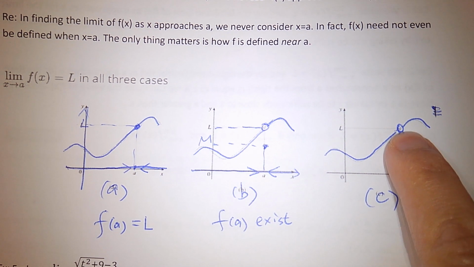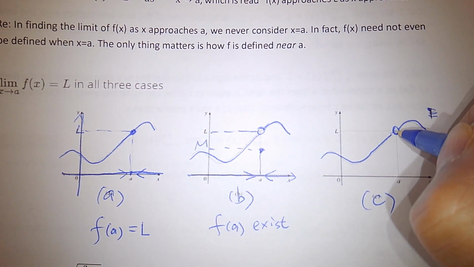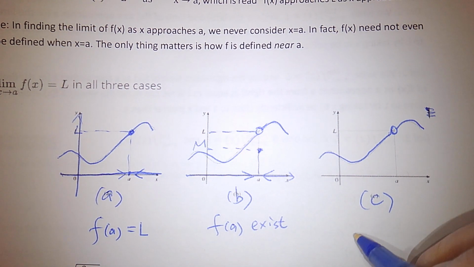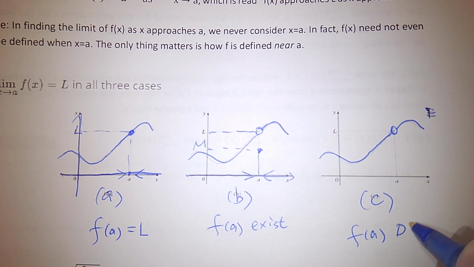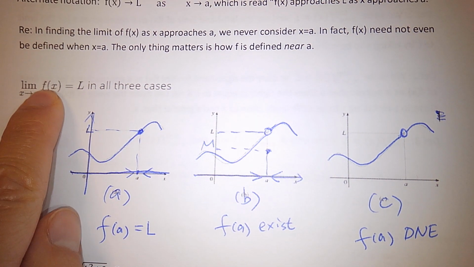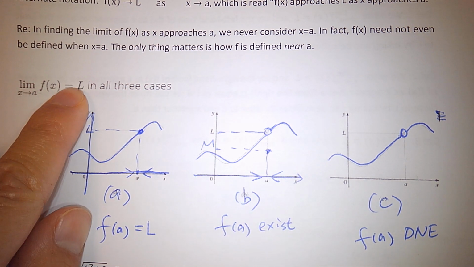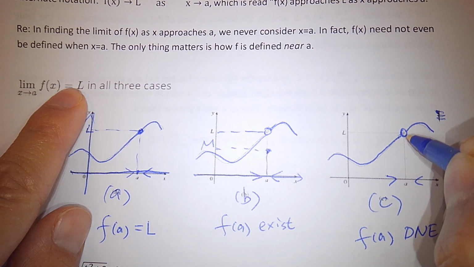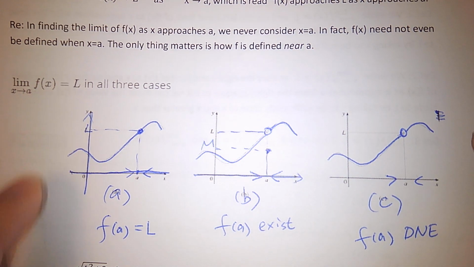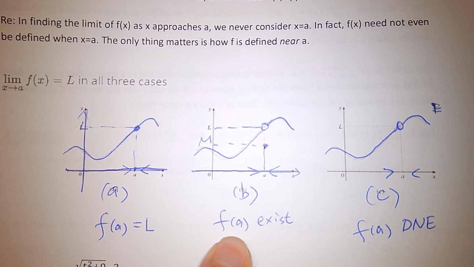We have an open circle here because the picture is so small, so it doesn't look very clearly, okay? But you see that the open circle there means f of A does not exist, okay? However, we still say the limit of f of x when x approaches A equals L, because when x approaches A from both sides, the y value approaches what? L.